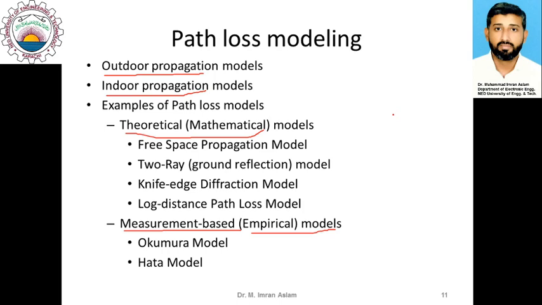However, I must mention that these are not a comprehensive list of models. In fact, there are different models available for different types of propagation environments, for different types of frequencies, and for different types of cellular systems. The models we are going to discuss here are only to provide a basic understanding to the students regarding the path loss.